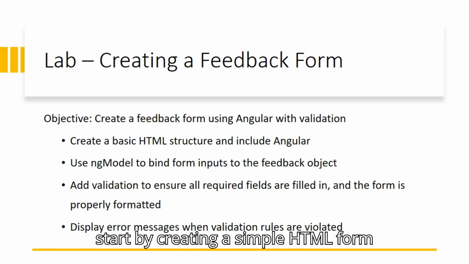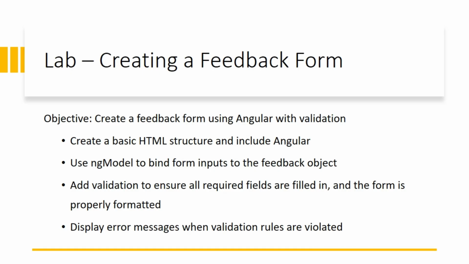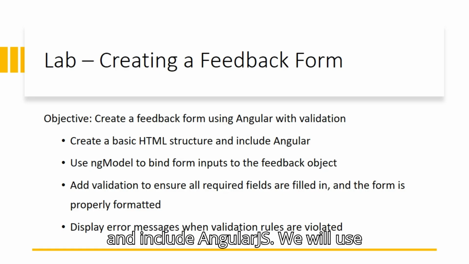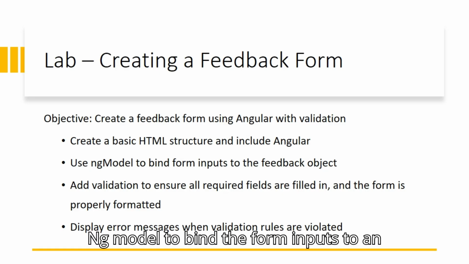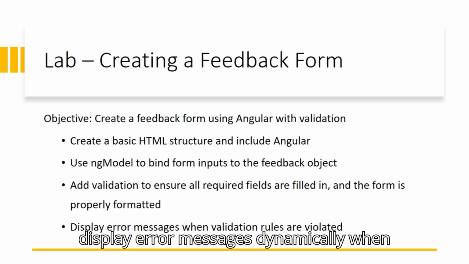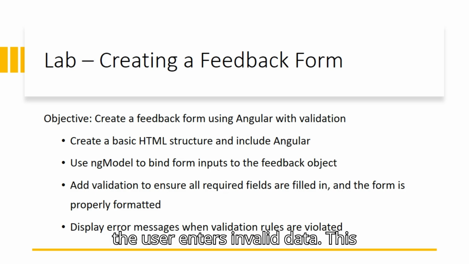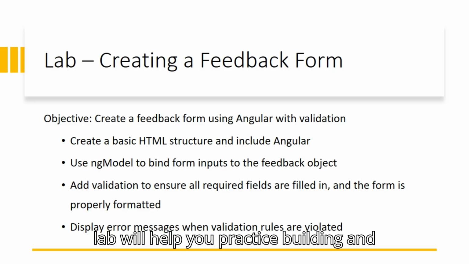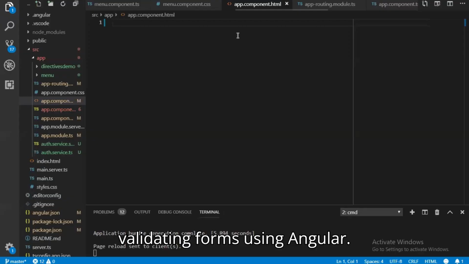We'll start by creating a simple HTML form and include AngularJS. We'll use ngModel to bind the form inputs to an object called feedback. We'll add validation rules to ensure required fields are filled and the form is properly formatted. Finally, we'll display error messages dynamically when the user enters invalid data. This lab will help you practice building and validating forms using Angular.